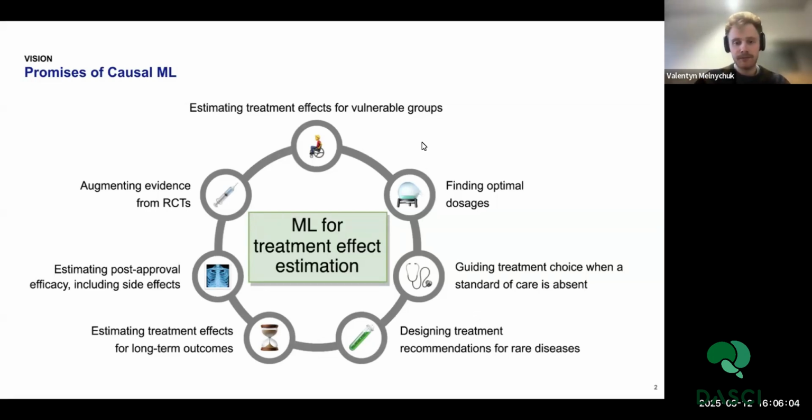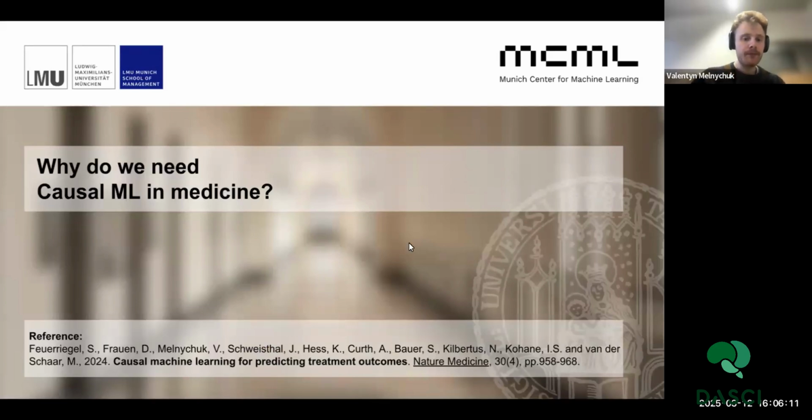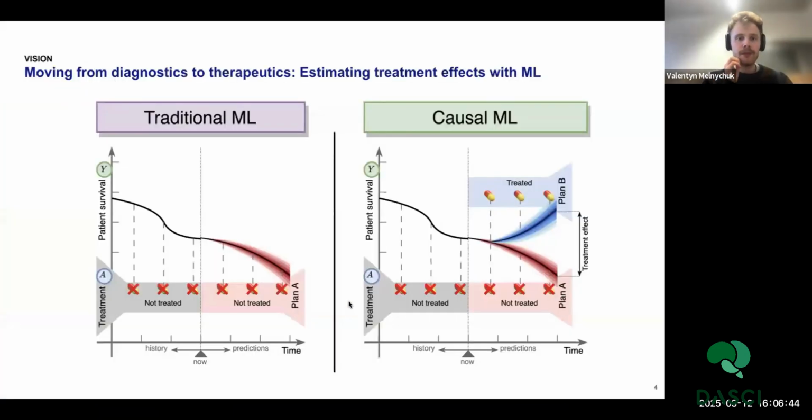So here you might see the basic overview. Today I will make a lot of references to our Nature Medicine paper from 2020, from last year. That's more like a perspective where we describe our vision and provide some background information on what a machine learning researcher who wants to apply it to medicine should start with. And causal machine learning is basically one of the main points of my presentation today.